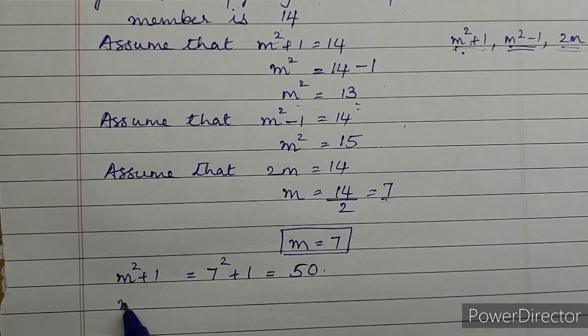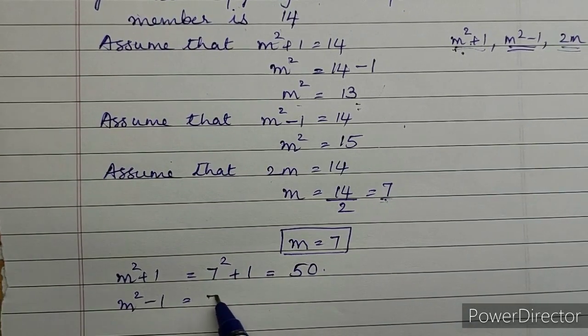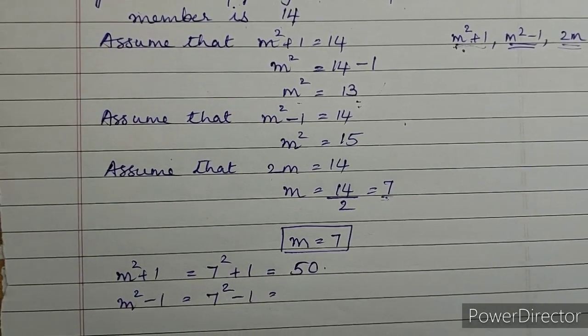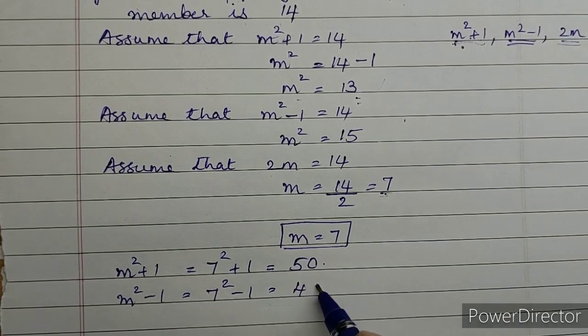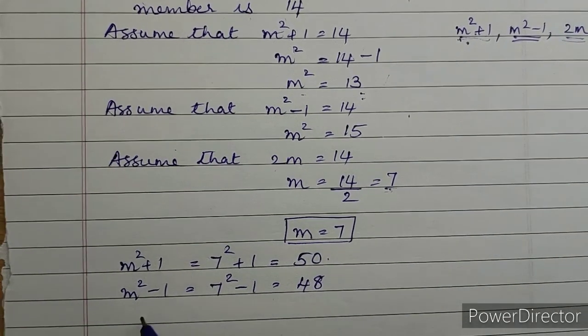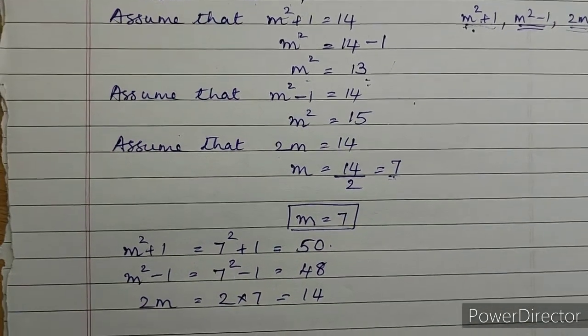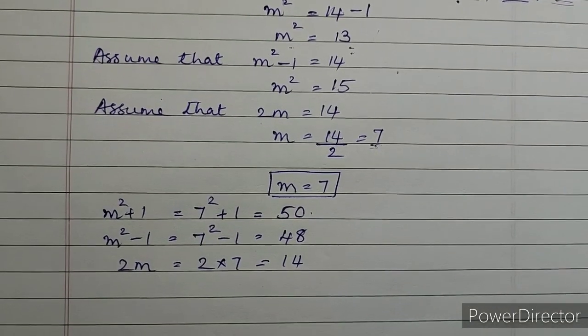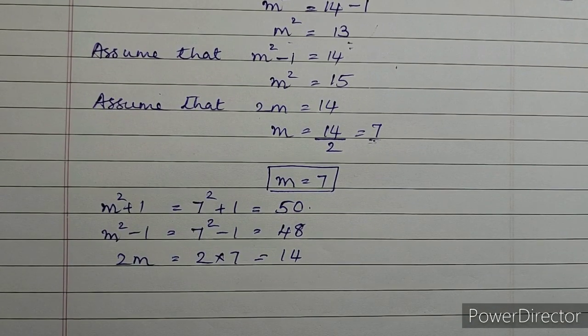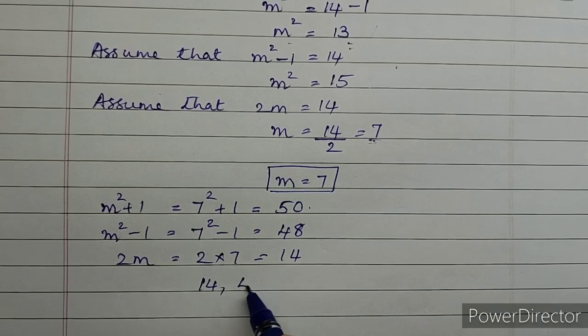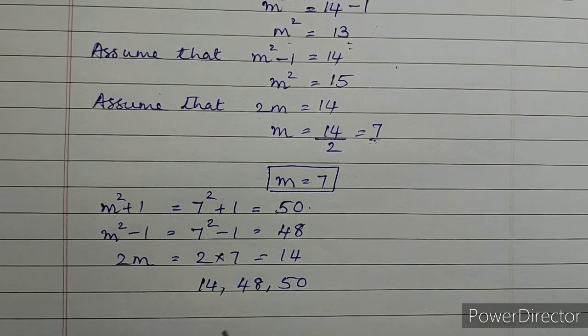Now second number m square minus 1. That is 7 square minus 1. 49 minus 1, it is 48. Next is 2m. That is 2 into 7, it is 14. So which are the members of the triplets? 14, 48, 50 are the Pythagorean triplets.